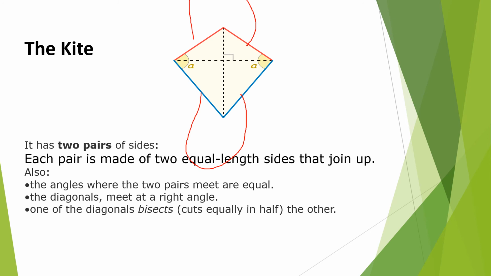Then one of the diagonals bisects the other. Only one diagonal bisects the other. I think this diagonal bisects this diagonal. See, this diagonal bisects this one. That means this diagonal divides the other diagonal into two equal halves, but they never bisect each other. This one is of unequal measure. They divide into unequal lengths, but the one diagonal divides into equal lengths.